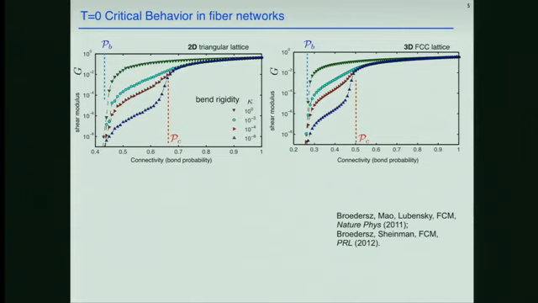Anyway, let me begin with the effect of bending to emphasize the critical nature of this transition at the isostatic point. So what's shown here in both 2D and 3D, and this is from simulations. I'll show you a mean field result in a moment. But what's shown here in both 2D and 3D are diluted lattice systems.